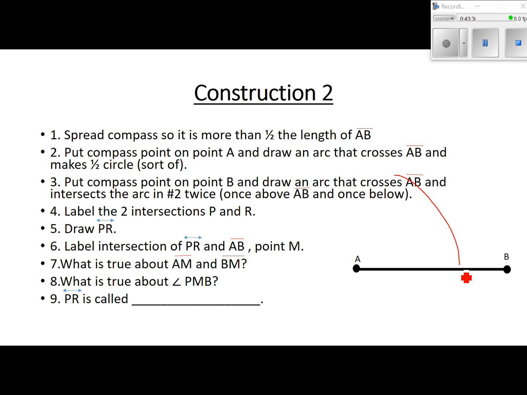You're going to draw an arc that's going to come around like that. Don't move your compass. Then you're going to do the same thing on point B. You're going to put it on point B and you're going to draw another arc. And you want those two to intersect at two separate places.